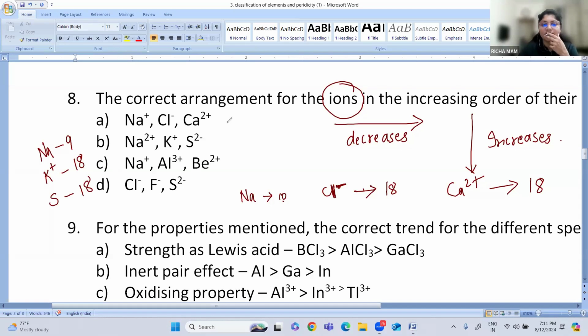Let us see the C option. Your sodium is again 10, because Na plus. Then Al plus 3, aluminum is 13. 13 minus 3 will be 10 again. Then beryllium is 4, so again it is 2. So here also there is no proper increasing order. Let us see the next one.